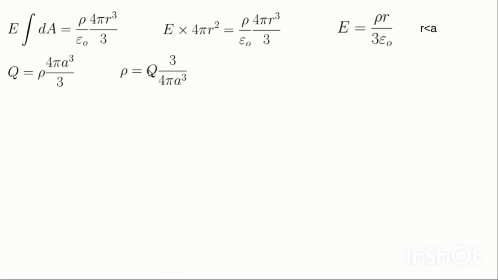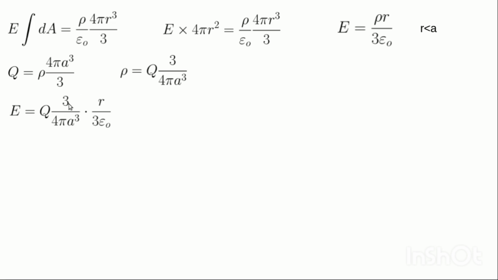So at this point, wherever we see rho, we can replace it with Q times this particular expression. So it's like making rho the subject of the formula, right? Because in the initial question we're given Q. We know the value of Q. So we want to replace our rho with Q, and we have this expression. So at this point, we have electric field is equal to rho r all over 3 E naught.